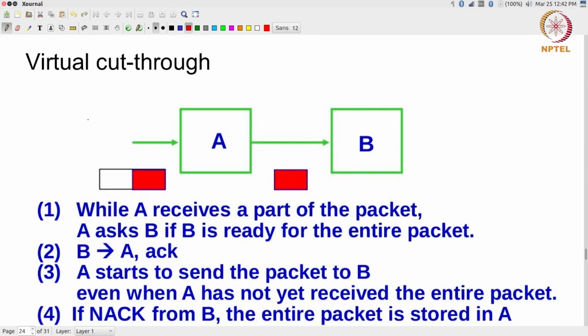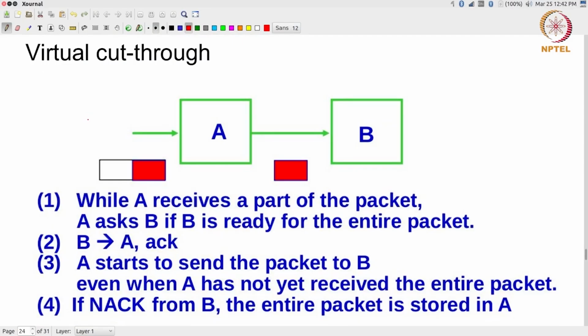A variant of this is a slightly optimistic approach to the problem, which says that as soon as A starts getting data and knows that it is meant for B, it immediately contacts B and says I have something coming for you, shall I start sending it? B says okay, and A starts forwarding the data immediately. The good thing is A now needs to store only this much, not the entire packet.